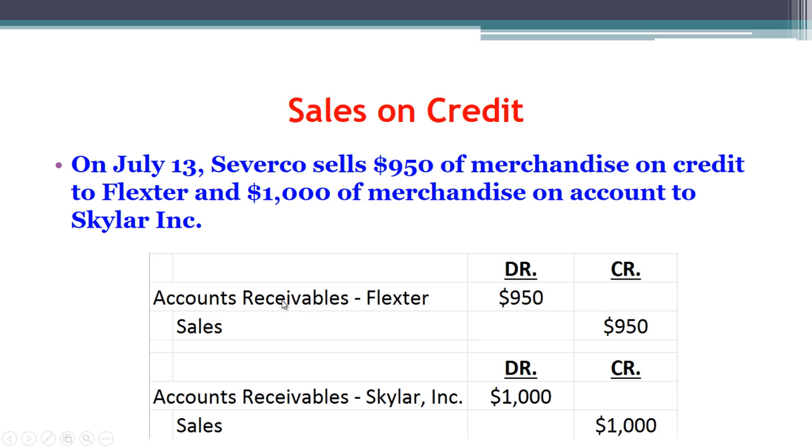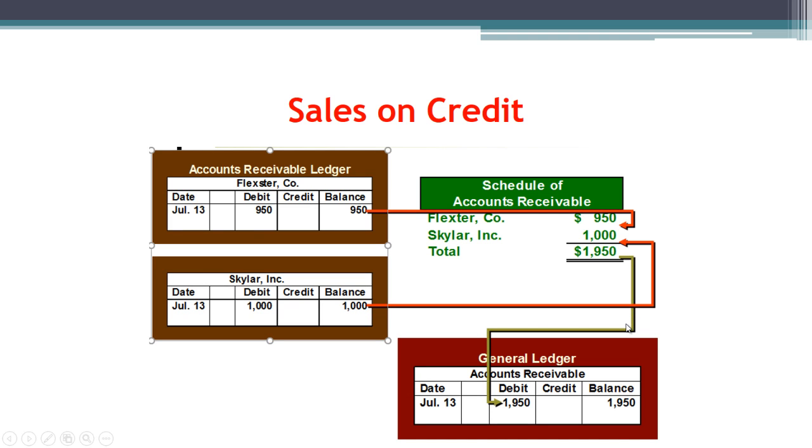Now what we would do there for each situation, we would debit accounts receivable for each individual customer for the amount they owe us. That increases that asset. And we would credit sales for the amount, again, of the sale. If we take a look at the individual situation, we have an accounts receivable, what's known as a subsidiary ledger, for each individual customer. That shows the transaction for Flexter and then for Skylar. So we debited accounts receivable. We have a balance of $950 and a balance of $1,000 for Skylar.